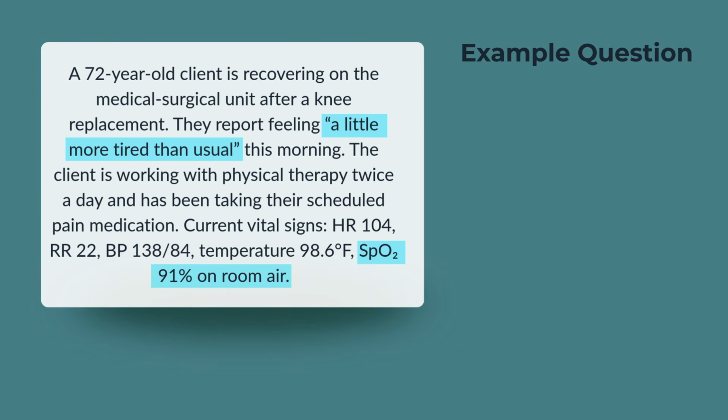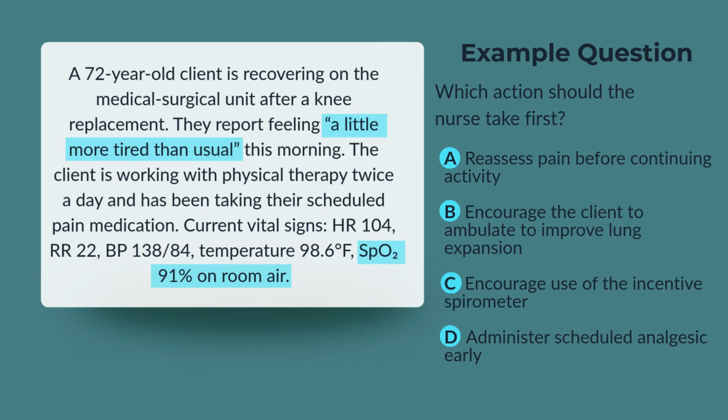Now, let's bring in the actual question. Based on the information provided, which action should the nurse take first? Because we've already identified impaired gas exchange as the priority, we know the correct action must address that specific risk. And when we look at the options, the only response that aligns with that priority is encouraging the incentive spirometer. That action directly supports ventilation and improves oxygen exchange.